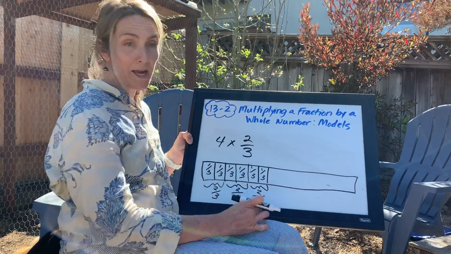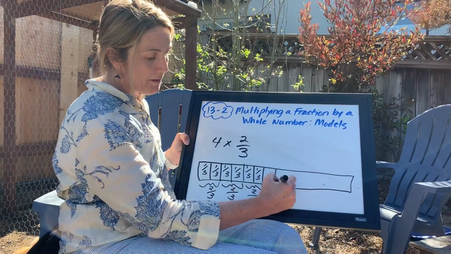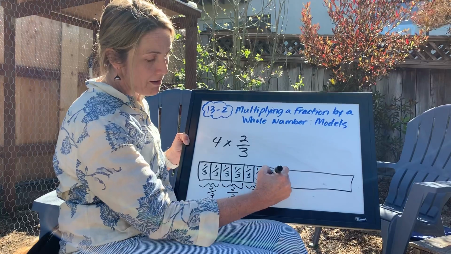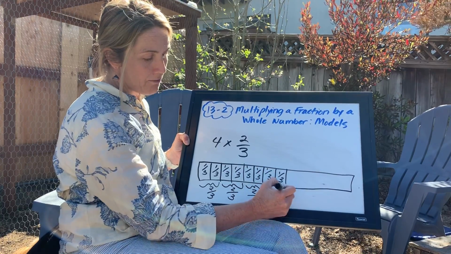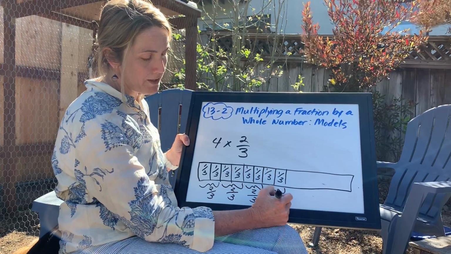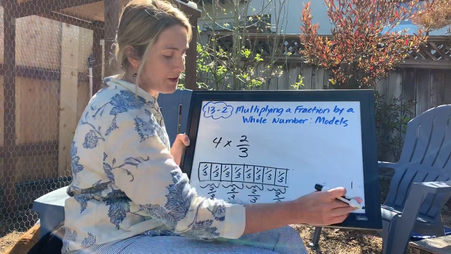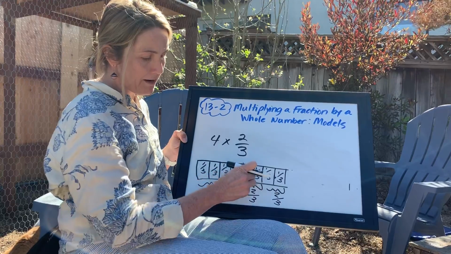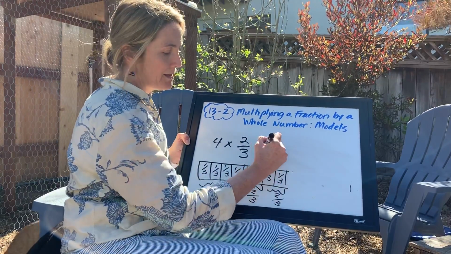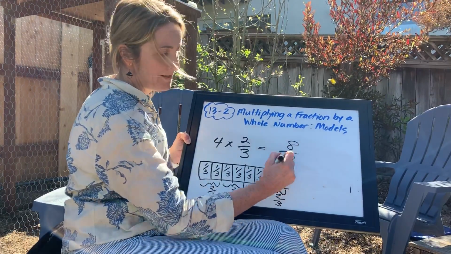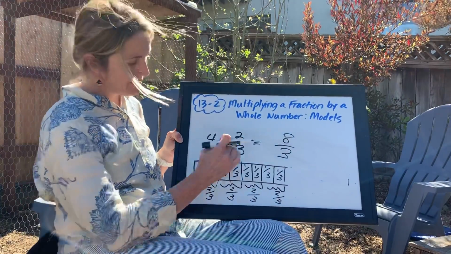Now we have 3 2/3. And it looks like I made my line too long. Okay. And we have our last person having juice at 2/3. So what do we have here? Let's count it up. How many thirds do we have? 1, 2, 3, 4, 5, 6, 7, 8. So does this equal 8/3? Yes, it does.